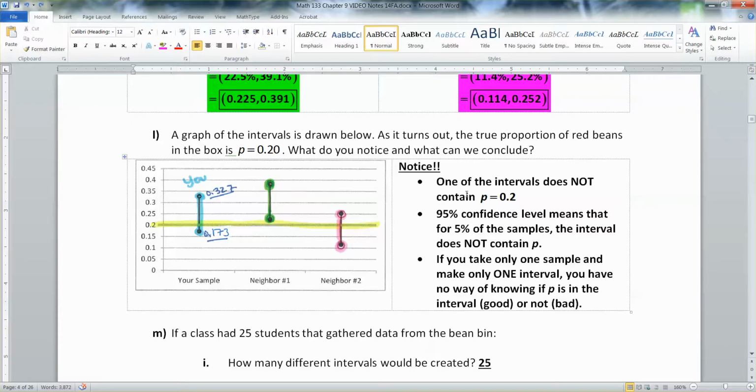And you'll notice that the green one in particular does not contain p. It's not in there. So they've made an interval, but it doesn't have the true proportion. Well, that's to be expected because we had a 95% confidence level, and that means that 95% of the time your interval is going to contain the true proportion, but 5% of the time when you make a sample, it's not going to have the true value of p in it. So if you only took one sample, let's say you just take your scoop, you count them out, and you make an interval, you have no way of knowing if your interval is one of the good intervals that contains p or one of the bad intervals that doesn't contain p.